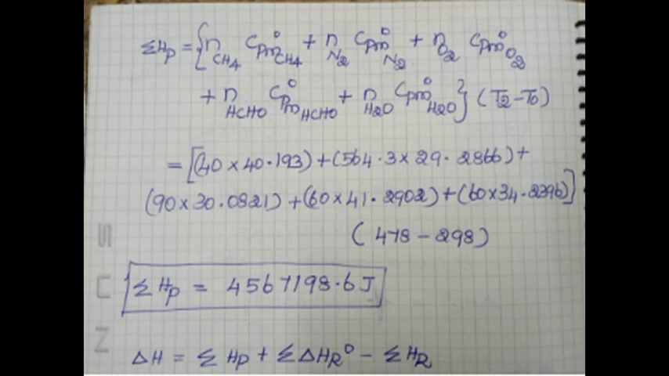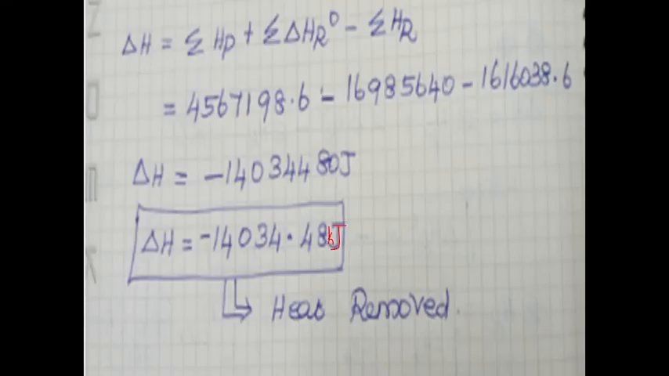Okay. So now we are going to calculate the delta H value. Use the relation: summation of Hp plus summation of delta H R0 minus summation of HR. Substitute all these data here. Find out delta H value. Delta H is equal to minus 14034480 joule. In terms of kilojoule, delta H is equal to minus 14034.480 kilojoule. This is the heat removed value. This is the objective of this problem. Heat removed. Why? Because delta H value is negative. So that's why this value is the heat removed value. Thank you for your attention.